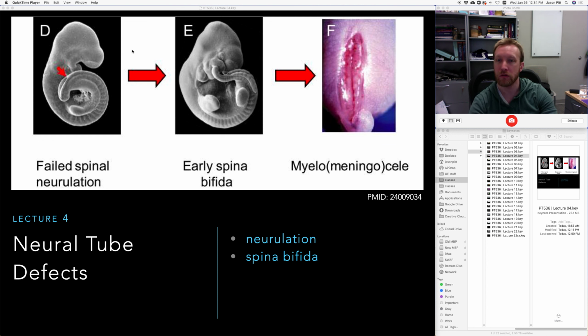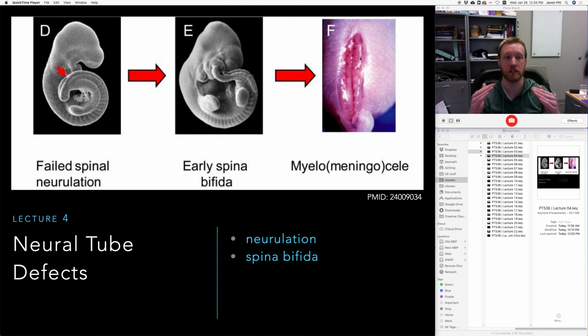But here's an example of failed neurulation. And when neurulation fails, we get ourselves a neural tube defect. This is a case of spina bifida. So the spine is left open rather than sealing the back. It remains split open in two.